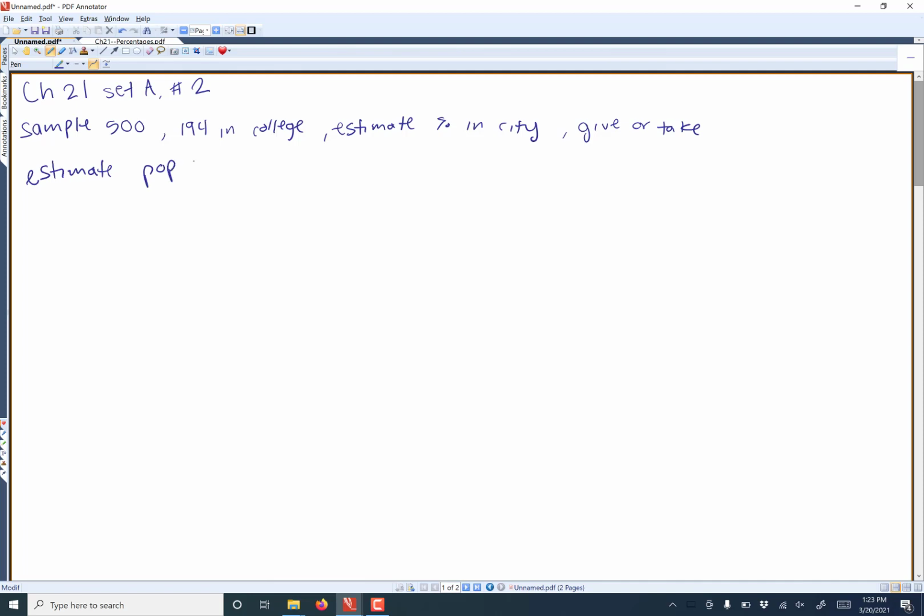So we want to estimate our population percentage. Now, how would you estimate your population percentage? Well, the best estimate of that is the sample percentage.